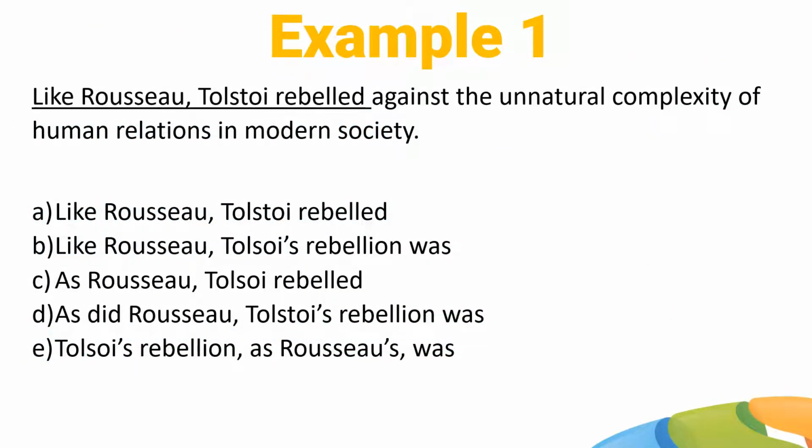Let's try this one. Like Rousseau, Tolstoy rebelled against the unnatural complexity of human relations in modern society. Okay, well, we definitely have an intro phrase with a comma and a comparison word, like. So what's getting compared to what? Well, it looks like Rousseau is getting compared to Tolstoy. Hey, that totally works. We'll keep A around. Let's take a look at B. B compares Rousseau to Tolstoy's rebellion. That doesn't work. B is definitely out.